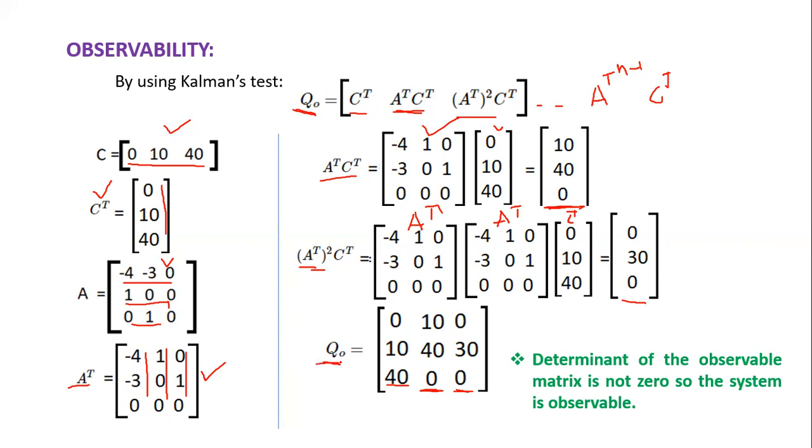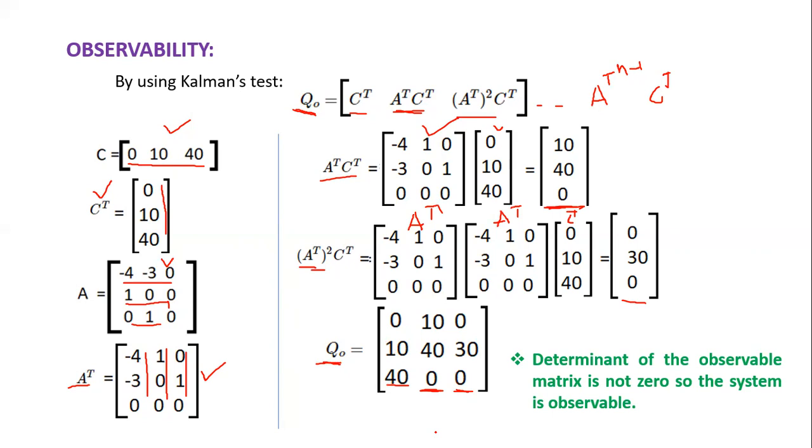Again now we need to find the determinant value. If you find the determinant value, it will not come as 0. If you simplify this, it won't be 0. So it is an observable matrix. You can check this: check the determinant value, it won't be 0. If the determinant value is not 0, then that is an observable matrix. So these are the theoretical calculations.